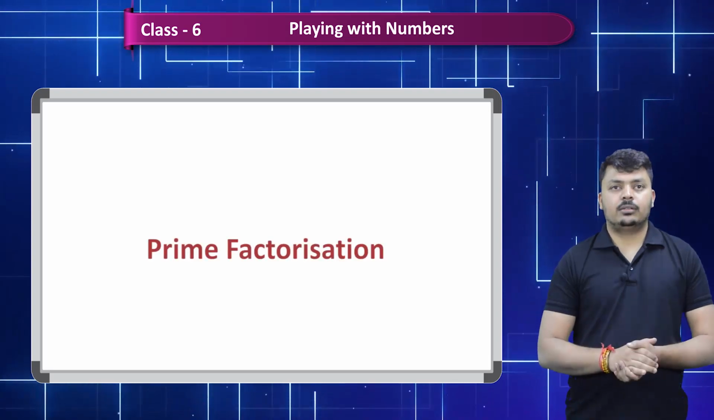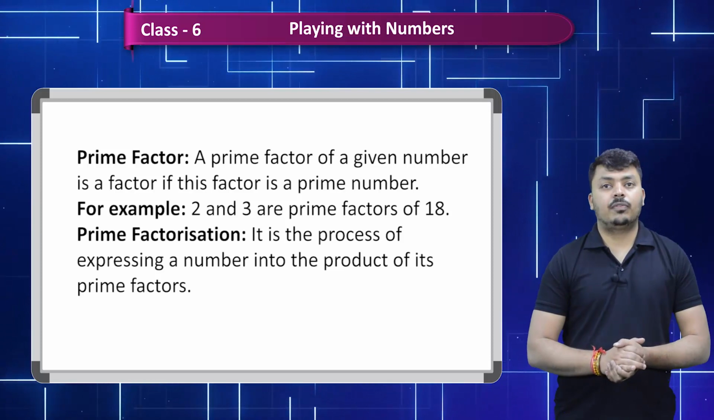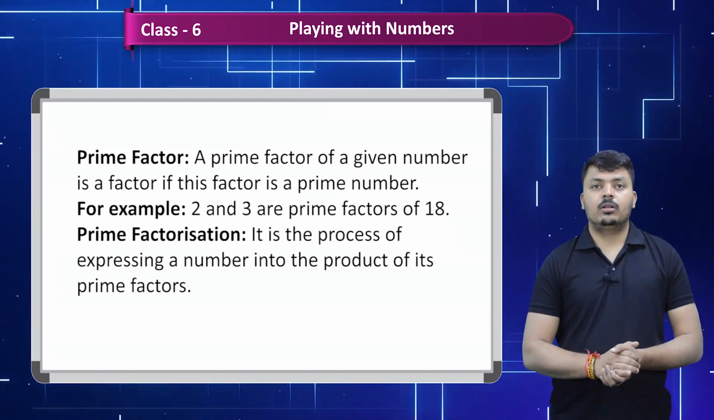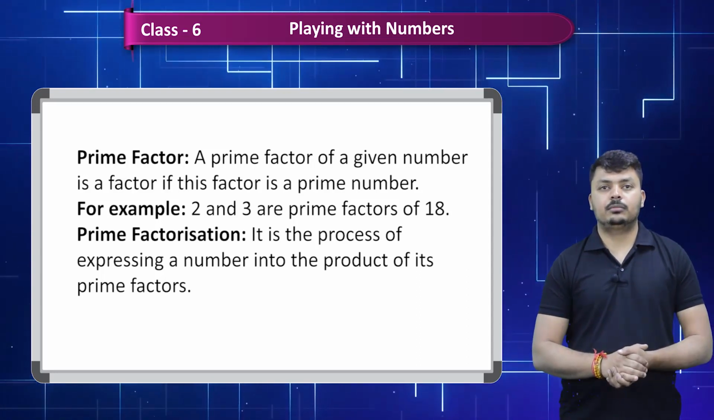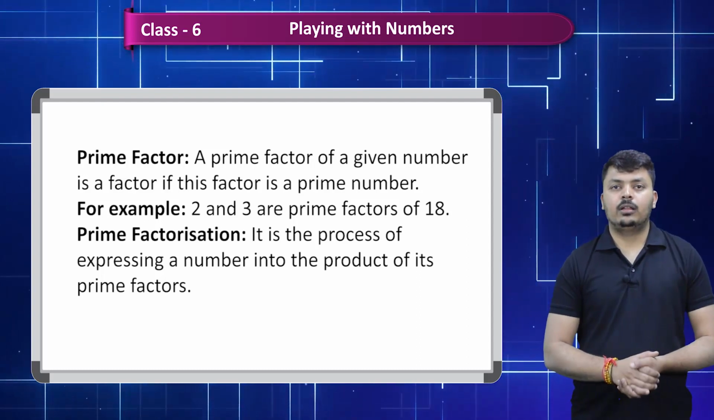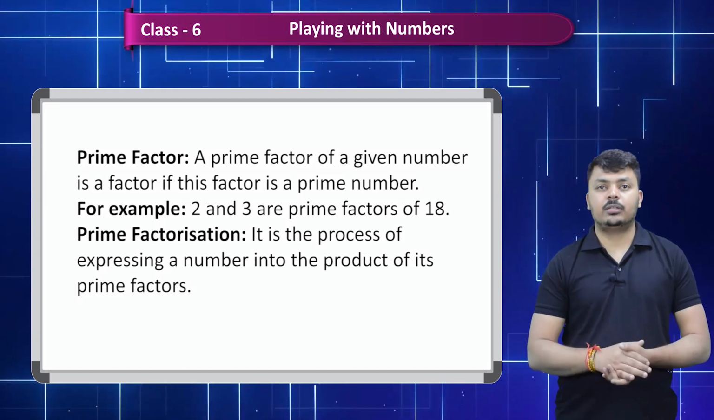Prime factorization. Prime factor. A prime factor of a given number is a factor if this factor is a prime number. For example, 2 and 3 are prime factors of 18. Prime factorization is the process of expressing a number as the product of its prime factors.